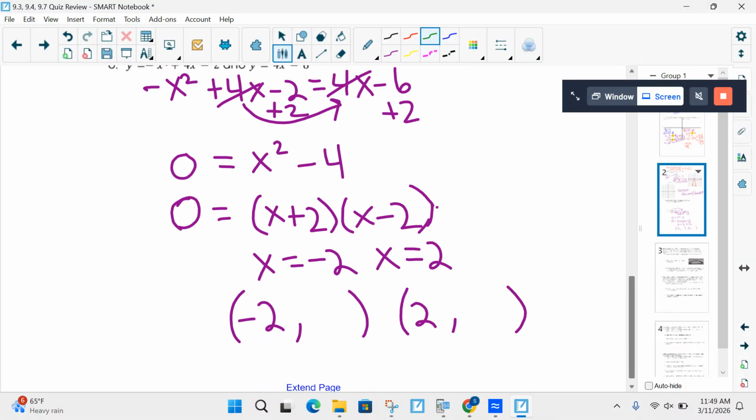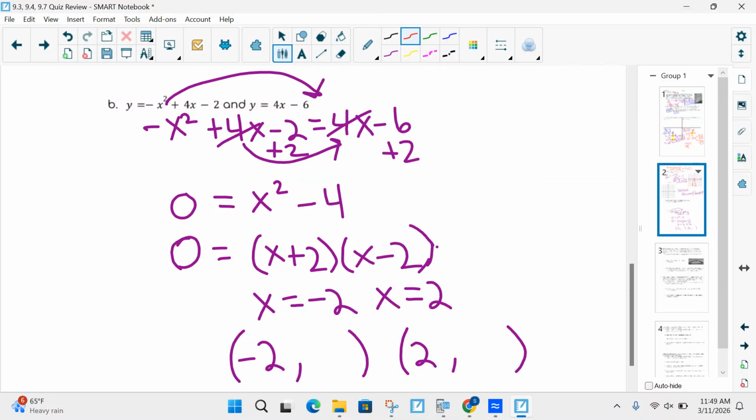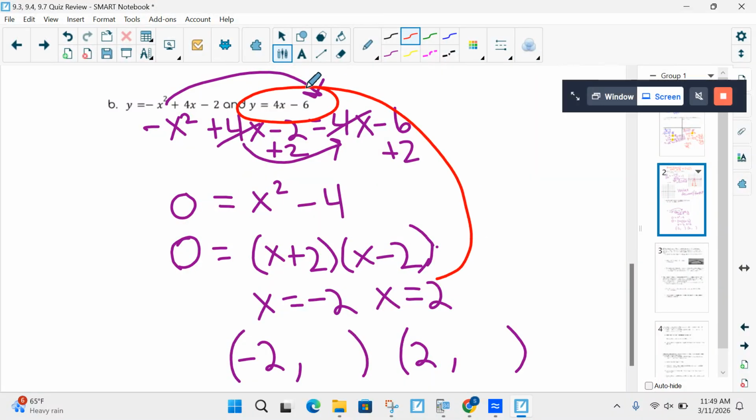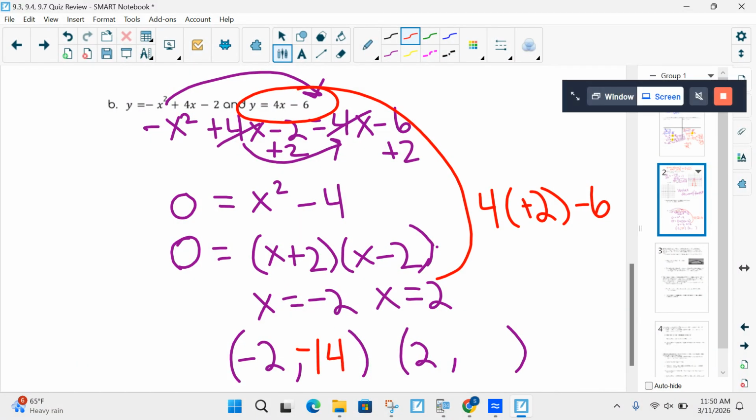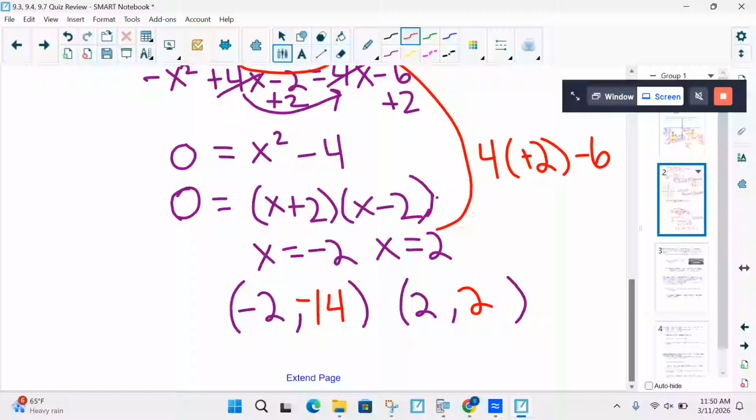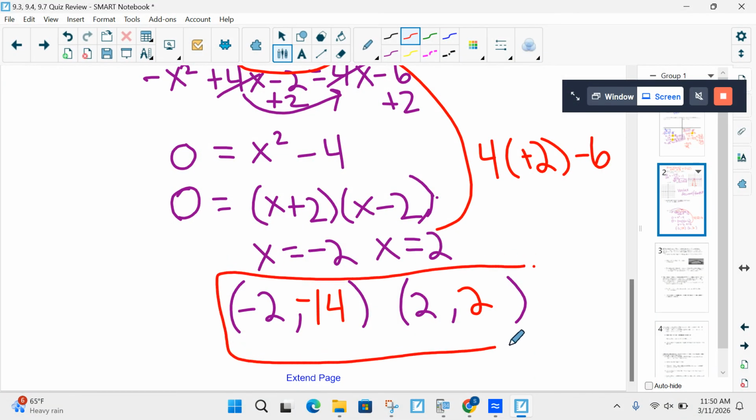Now what equation? Either. The short answer is either. The other answer is the one that is easier to use, which is the 4x minus 6. So if I take 4 times negative 2 minus 6, what is that? Yes, negative 14. Brilliant. And if I change that to a plus, what do I get? Kylie? Yes. And then those would be our answers. Any questions?